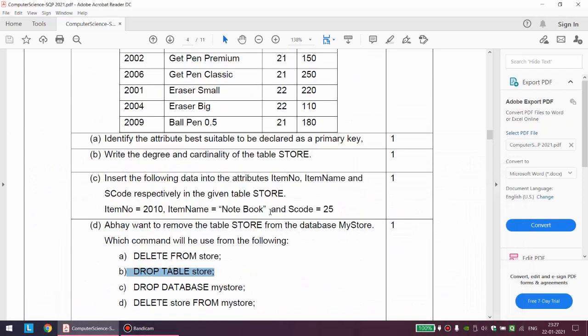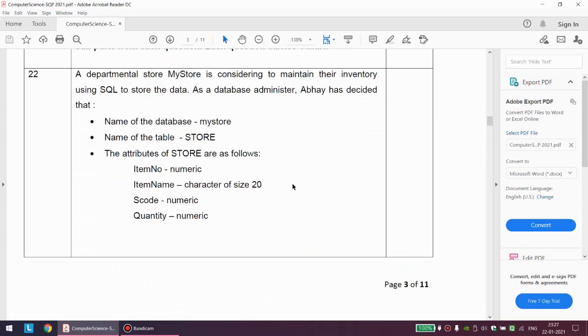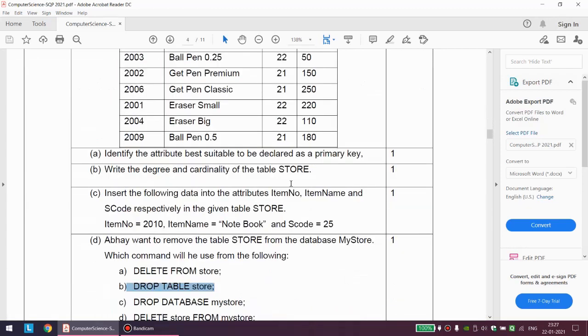This is 1 mark, meaning each of the questions is of single marks, and as you can see, the question is quite easy, so we should not be losing marks in such kind of cases.